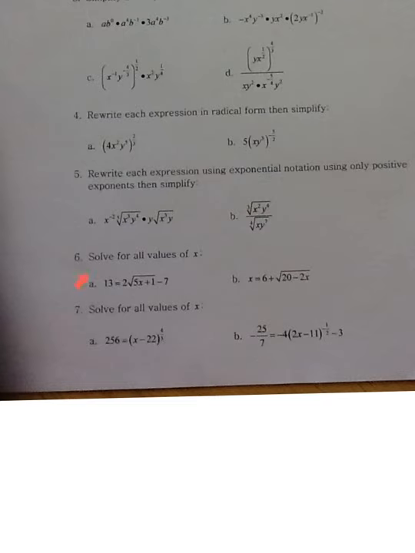Okay, so 6 is solving the radical equation. Remember, when you solve radical equations, you want to try to isolate the radical first, if you can. Then you square both sides. If it's a cube root, you cube both sides. Square root, you square both sides.